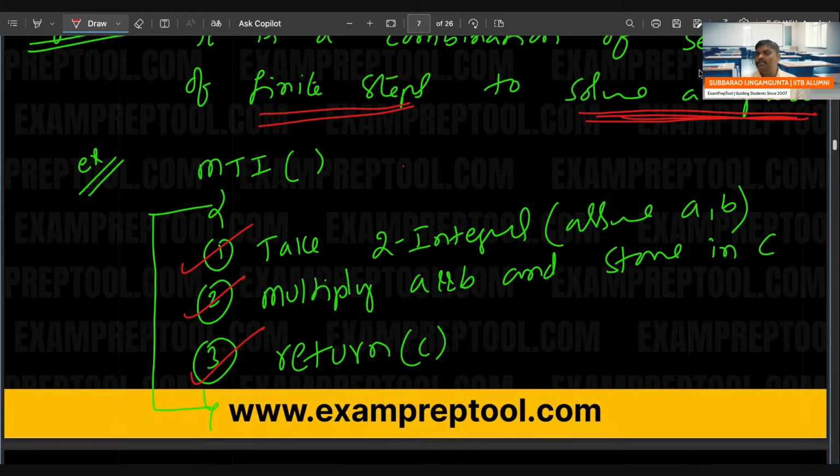Most probably order is also important. You cannot swap 1 and 2, because how can you multiply A and B without taking them? You cannot swap 2 and 3, because without getting C, how can you return C? You cannot swap 1 and 3, because without taking integers A and B, how can you get C? So mostly order is important. All compulsory, a finite number of steps to solve a problem.